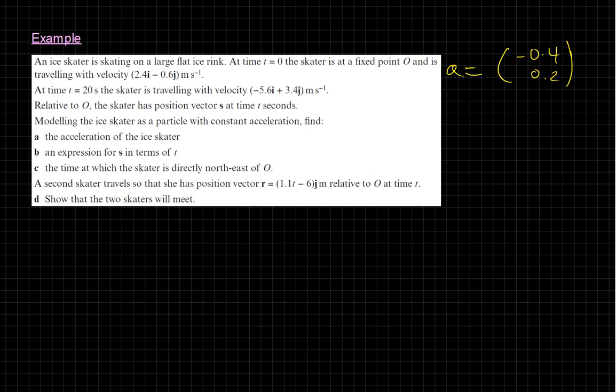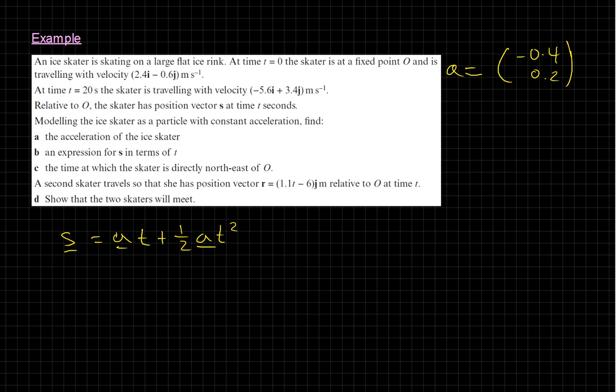Yeah, let's get rid of all of it. And now let's look at part B. We want an expression for S in terms of t. So again, they've swapped S for R in this case, but it all ends up being the same thing. We've got the formula S equals UT plus a half AT squared. Okay, that's my U. And the A we've just worked out.